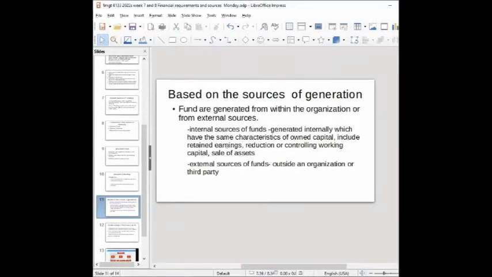So retained earnings is an account used by the corporation for the accumulated income or loss of the business. So if the company needs more funds, they can resort to the sales of assets, or they can sell their stocks to the public. In external sources of funds, outsiders of the organization or third parties will provide the needed funds of the company.